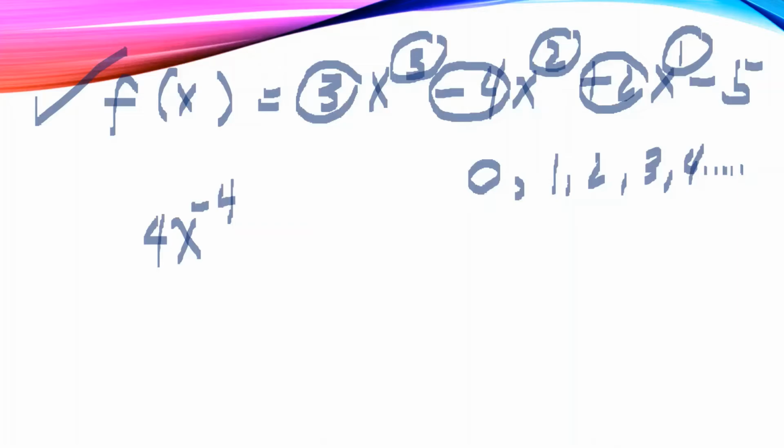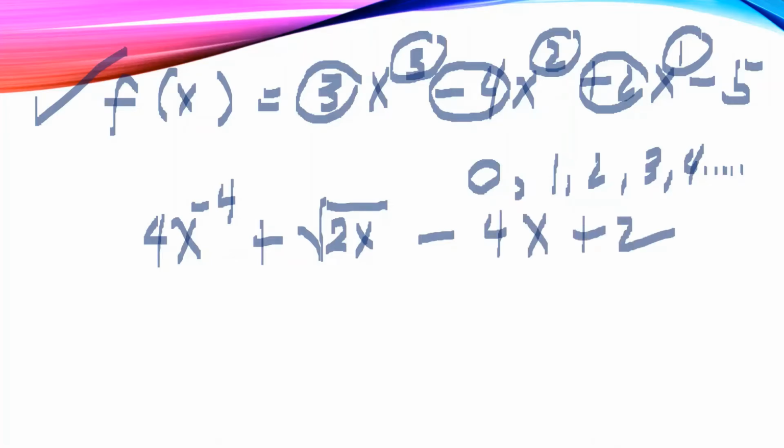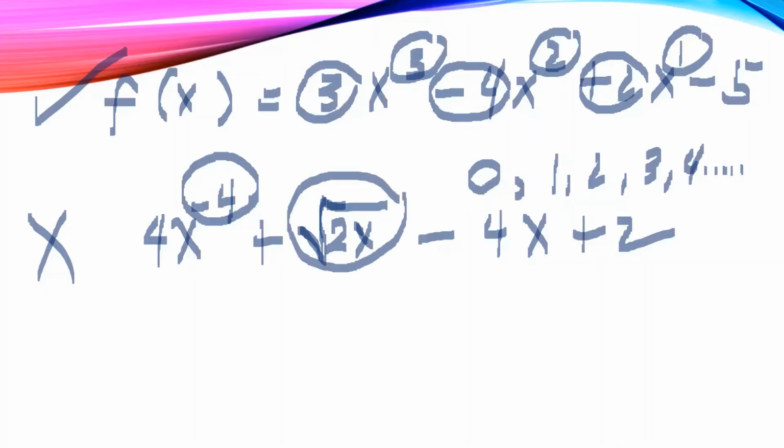4x raised to negative 4 plus square root of 2x minus 4x plus 2. Looking at this, it's not a polynomial because we have a negative exponent, we have a square root here, and there is a variable inside the square root symbol. When you change this to exponential form, it's the same as 2 raised to 1 half times x raised to 1 half. So there is an exponent which is a fraction, and a fraction is not a non-negative integer. That's why this is not a polynomial.